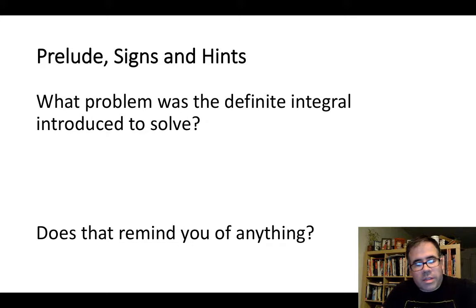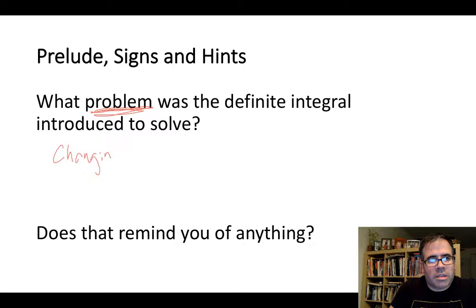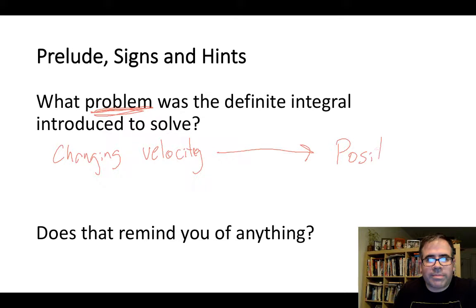is. I introduced this in class, but what was the point of the definite integral? Why was it introduced? In essence, we were talking about motion, right? The definite integral was a way of going from a changing velocity to an understanding of an object's position or location. That's what the definite integral was for.